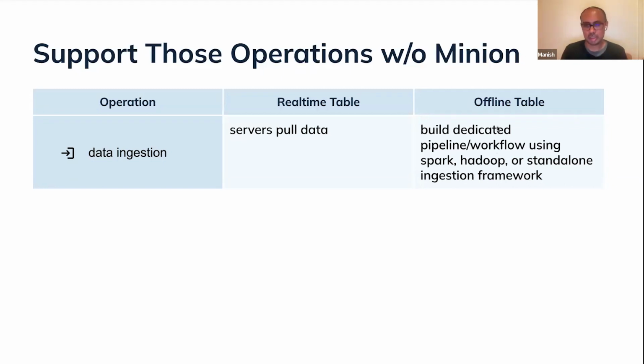If you have an offline table, that doesn't mean that the table is offline or not available. It just means that you have a batch source that is actually populating this table. So if you have an offline table, you want to populate the table with data from a batch source. Typically you need to build a dedicated pipeline or workflow, either in Spark or Hadoop or whatever. We do provide a bunch of APIs to push the data, but you need to actually build those pipelines and maintain these workflows. This is without minions I'm talking about.